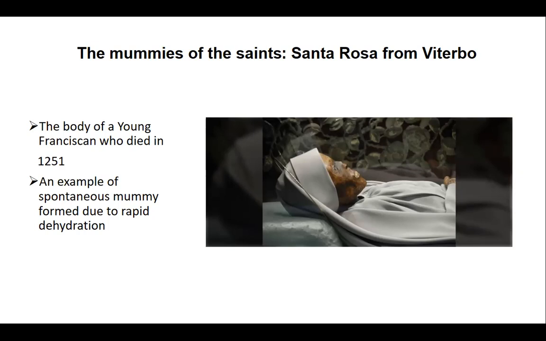A particular category are the mummies of the saints. The intact discovery of the body, for Catholicism, testified to the holiness of the dead. This is the case of the mummy of Santa Rosa in Viterbo in central Italy. The body is of a young Franciscan born in 1231, who died in 1251, buried in the ground, and after 18 months, she was exhumed for the canonization process, and an intact body was discovered. We can say that she was an example of a spontaneous mummy formed due to the ripe degradation.